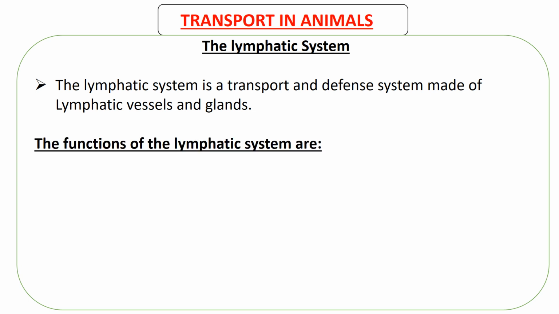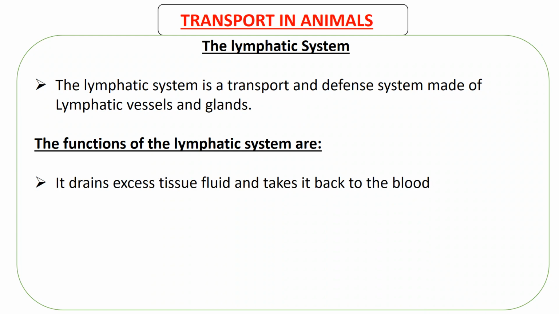The functions of the lymphatic system are: one, it drains excess tissue fluid and takes it back to the blood. So if in the body there is tissue fluid, it's going to be drained and taken to the blood. The second is it adds lymphocytes to the blood. In the lymphatic system, there are parts where lymphocytes or white blood cells are created, then they are added to the blood so that the body has a good defense system.